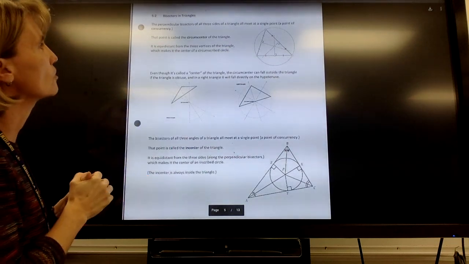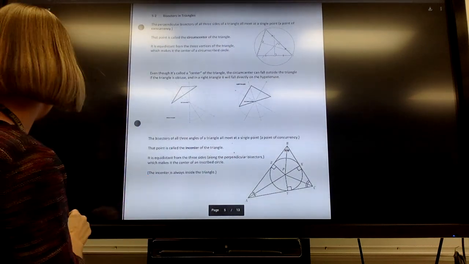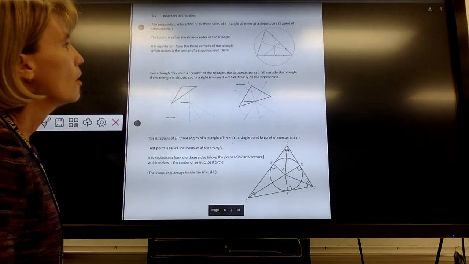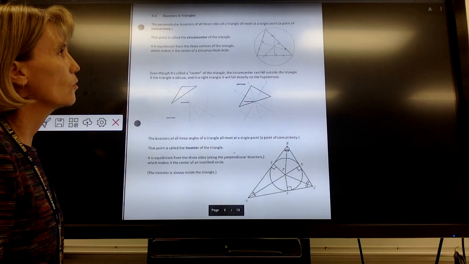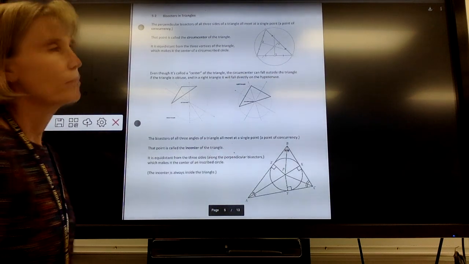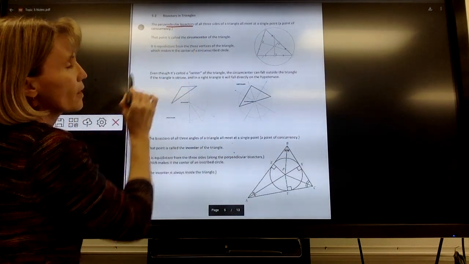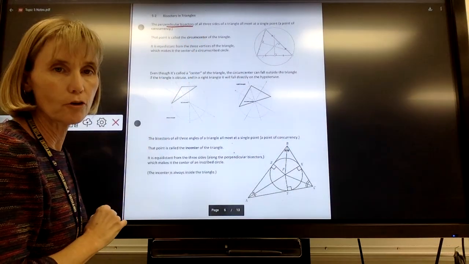However, if you read through your notes, it says the perpendicular bisector. So I just want to emphasize a few things. The perpendicular bisectors of all three sides of a triangle will meet at a single point. We call that a point of concurrency. So we're talking about perpendicular bisectors. You might want to highlight that in your note packet.